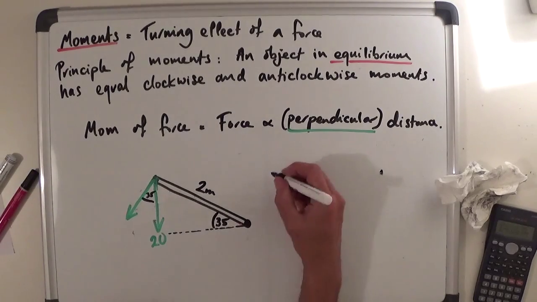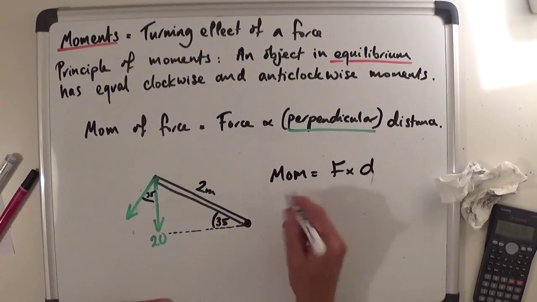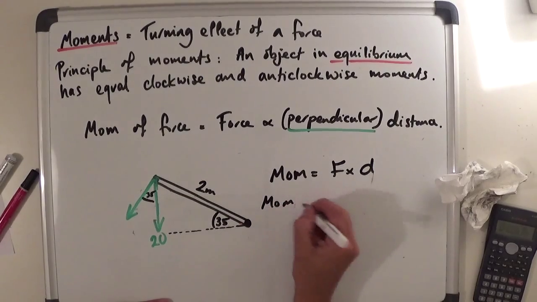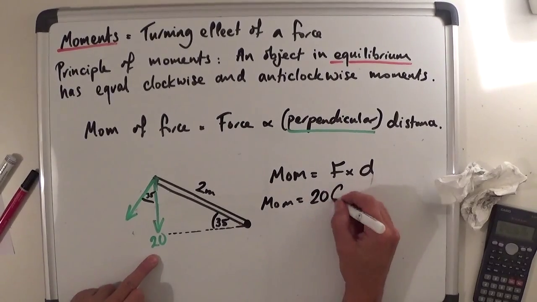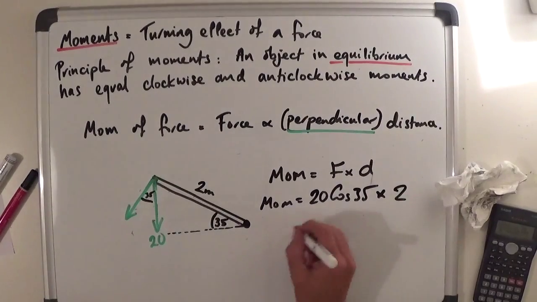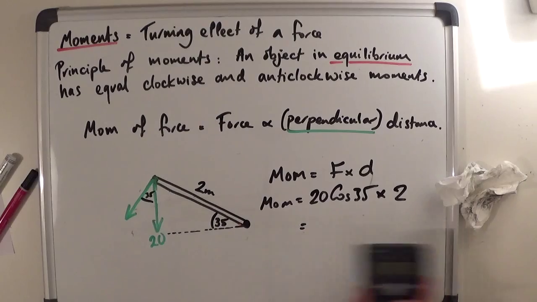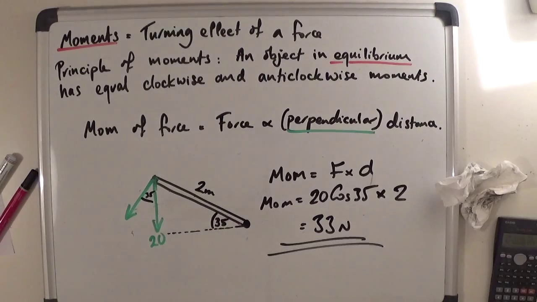So if we want the moment of this force, it's force times distance. I'm going to use the perpendicular force, 20 cos 35 times 2, and what this comes out to, I won't bother solving it, is 33 newton meters. Again, exactly the same, so it makes no odds what you do. You just multiply by cos 35. Hopefully that makes it a bit easier to understand.